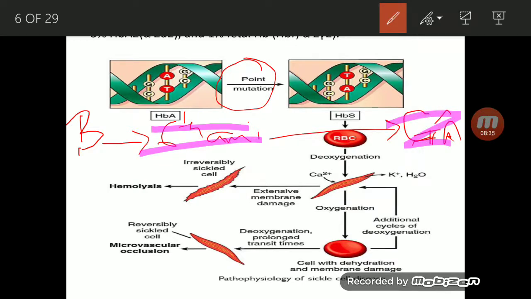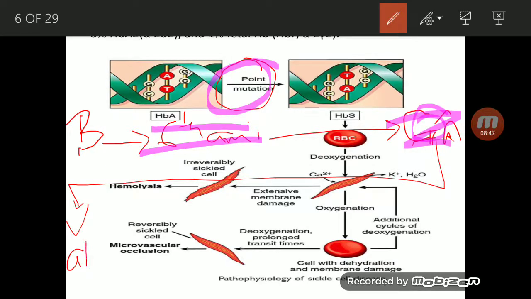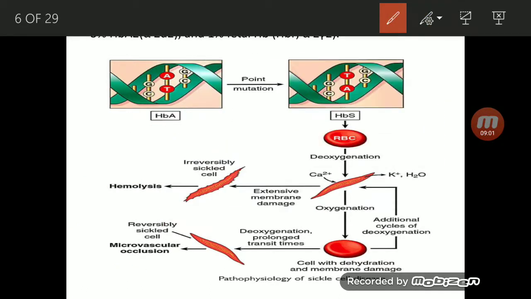But in case of sickle cell anemia, due to point mutation, this glutamic acid is replaced by valine, another amino acid. Under normal condition, your 6th amino acid would be glutamic acid, but now you have a point mutation. Due to this point mutation, your glutamic acid is replaced by valine. Because of this change in the 6th amino acid, you get your HbS, which is your sickle hemoglobin.